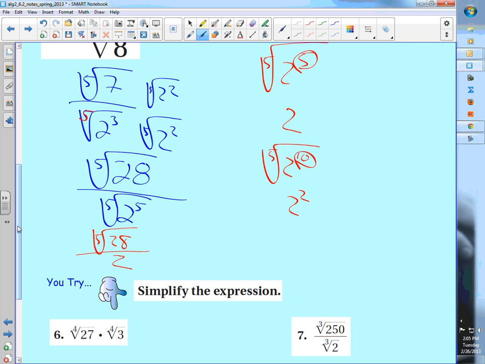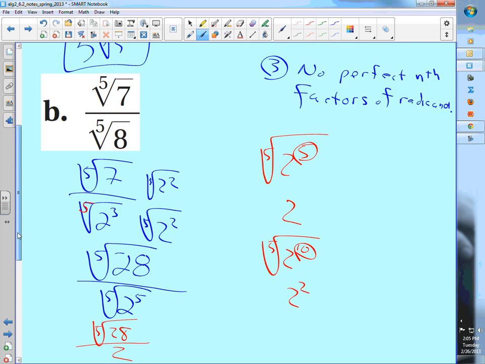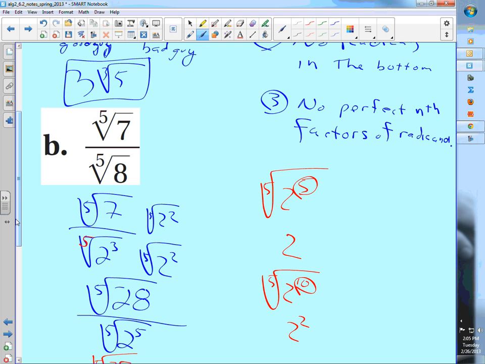More? Yeah. Tell me when. The answer was in red. The 5th root of 28 all over there.